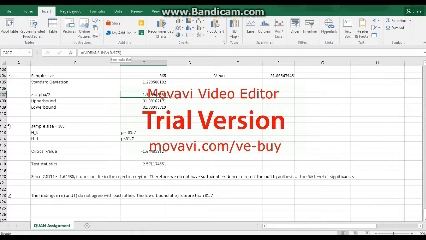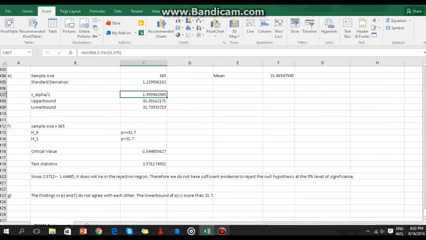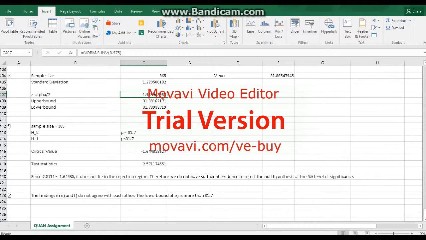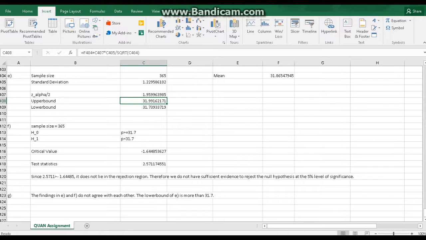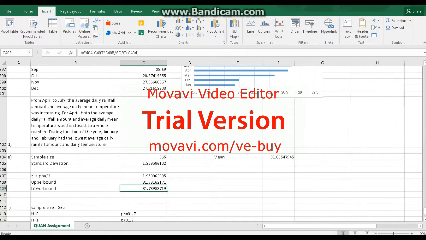For Z alpha over 2, it's equals NORM.S.INV because it's a sample. Since this is a two-tailed test, 95% plus the 0.5% divided by 2 on both sides, so one side will be 0.025, and adding them up is 0.975. For the upper bound, I use the mean plus Z alpha over 2 times the standard deviation over square root 365, which is the sample size. For the lower bound, I did the same thing, except I use mean minus everything instead of plus.